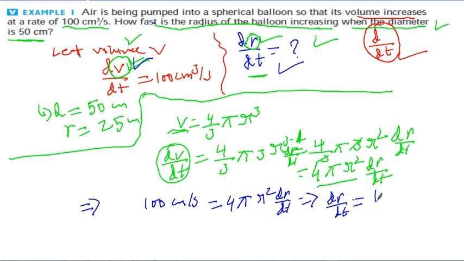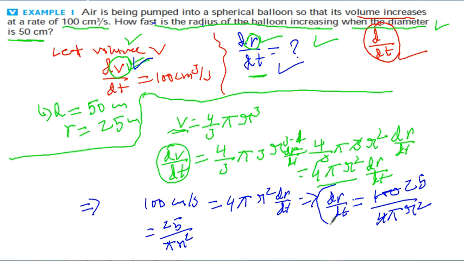dr upon dt is equal to 100 upon 4 pi r square. So this will be 25 upon pi r square. Now I got the dr upon dt. The dr upon dt value is this, 25 by pi r square.